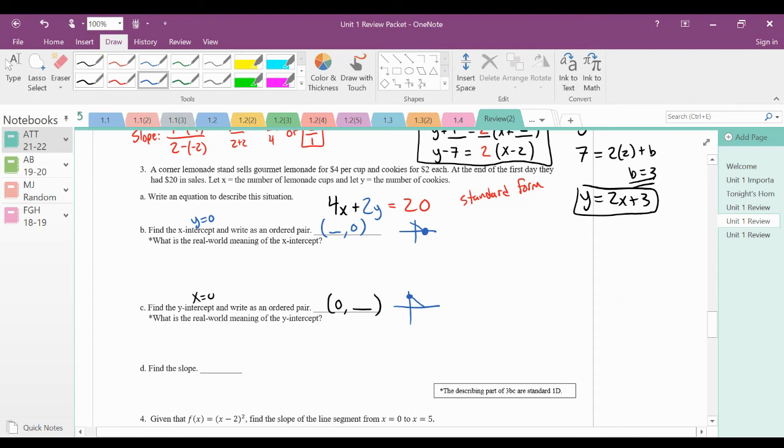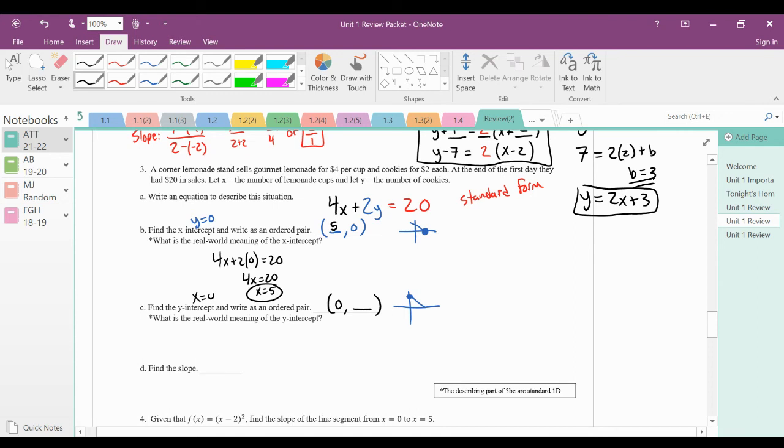All right, so let's solve for these. In letter B, we want y to be 0, so I'm going to write 4x plus 2 times 0 equals 20. That gives me 4x equals 20, or x equals 5. That tells me my point is 5 comma 0.